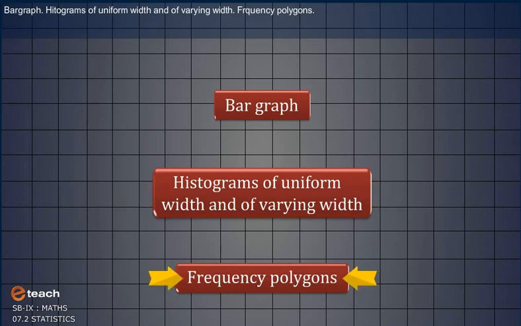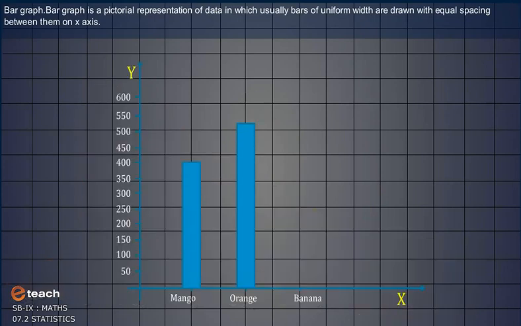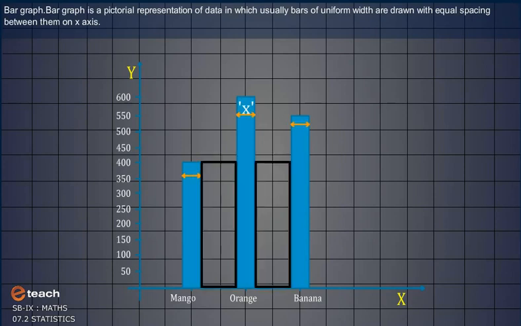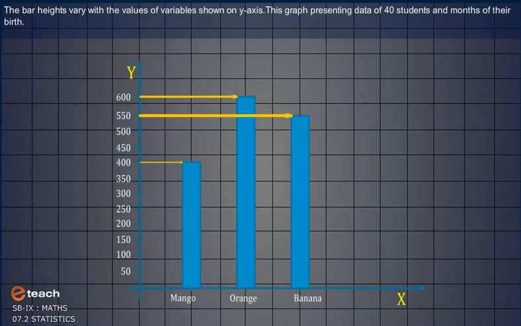Frequency polygons. Bar graph. A bar graph is a pictorial representation of data, in which usually bars of uniform width are drawn with equal spacing between them on the x-axis. The bar heights vary with the values of variables shown on the y-axis.